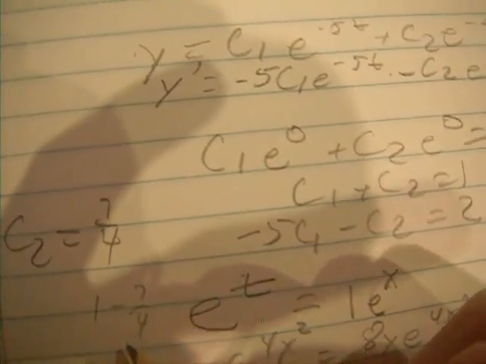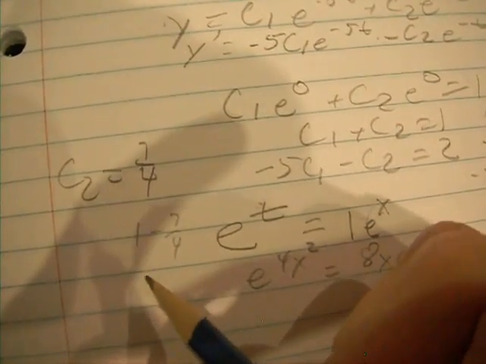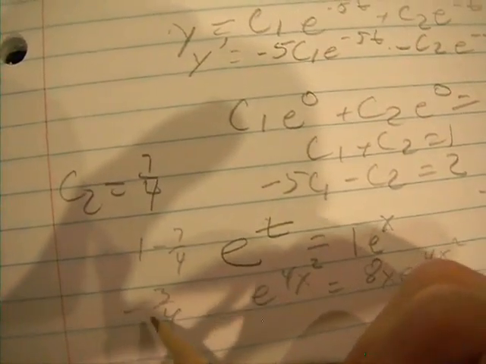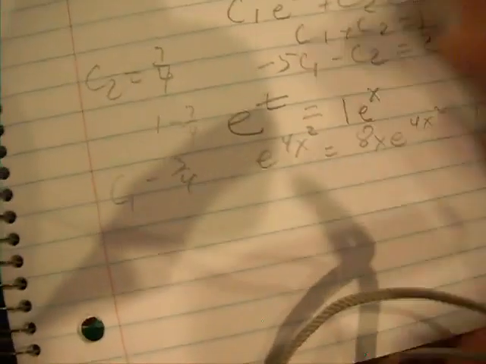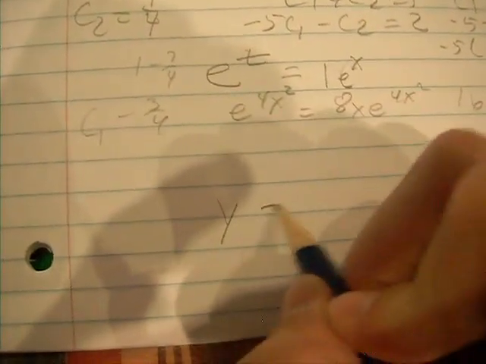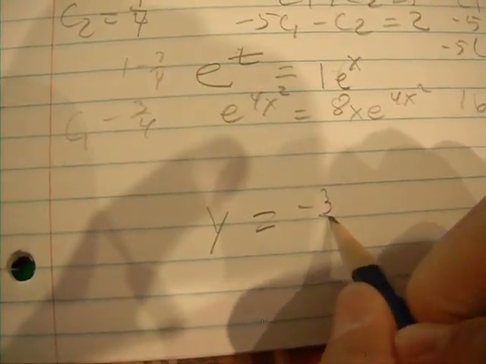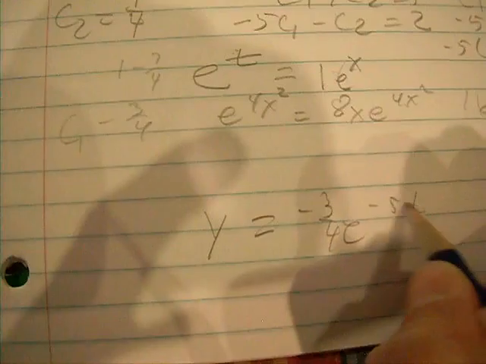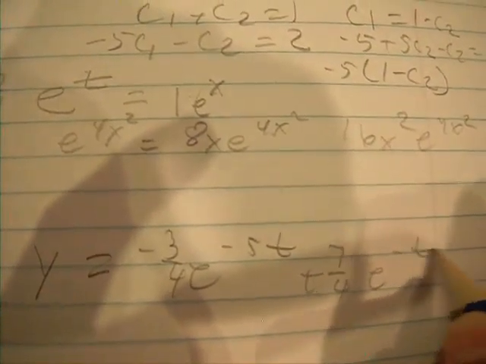Then you punch that into c1 plus c2 equals 1 because it's the easiest one. So you've got c1 plus 7 over 4 equals 1. You take 1 minus 7 over 4, which is negative 3 over 4, which is c1. So your final answer is going to look like this: y equals negative 3/4 e to the negative 5t plus 7/4 e to the negative t. And that's your answer.